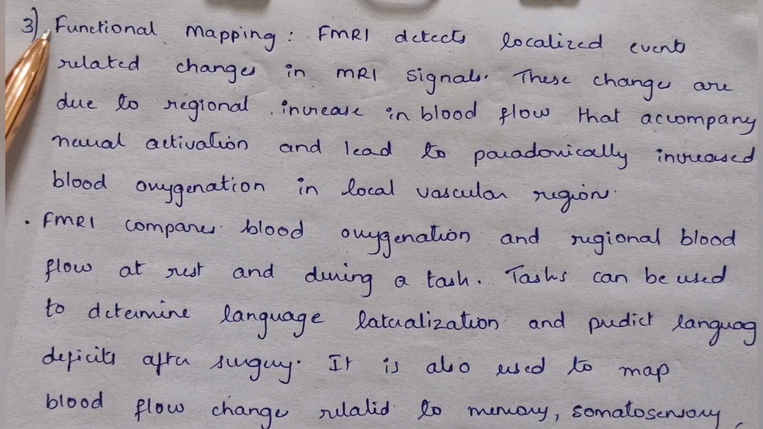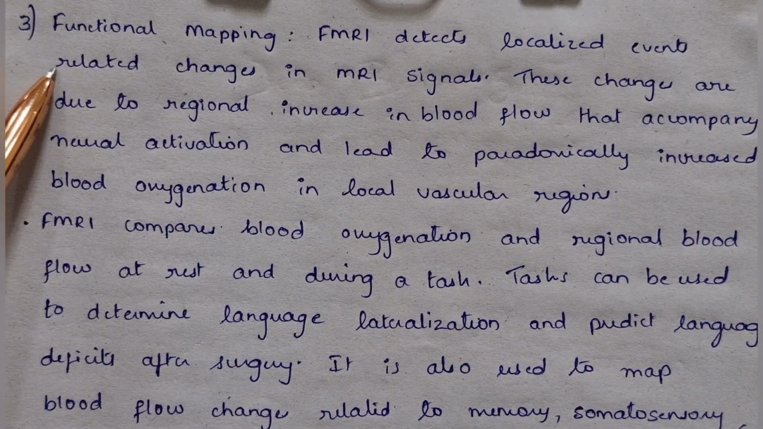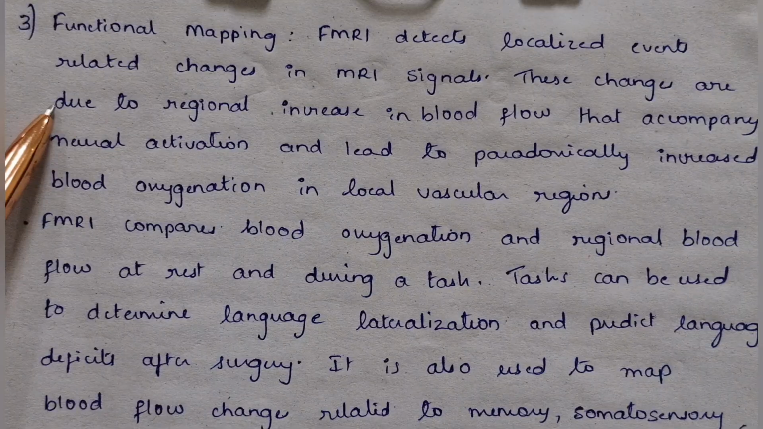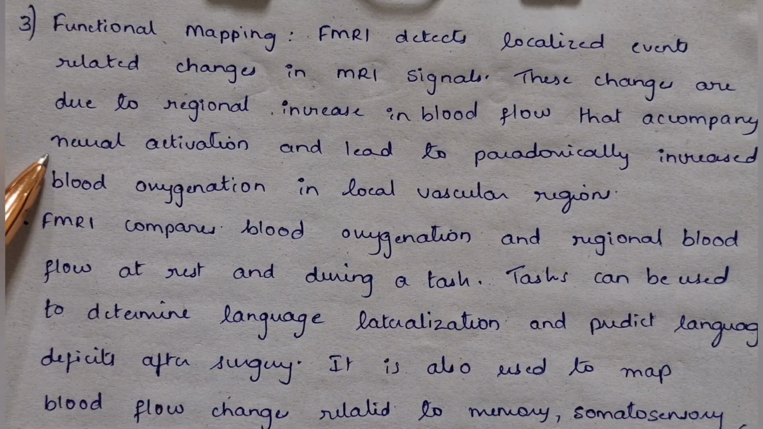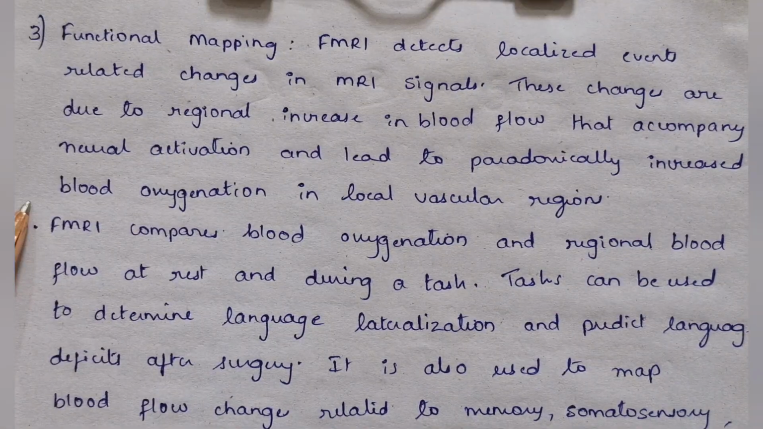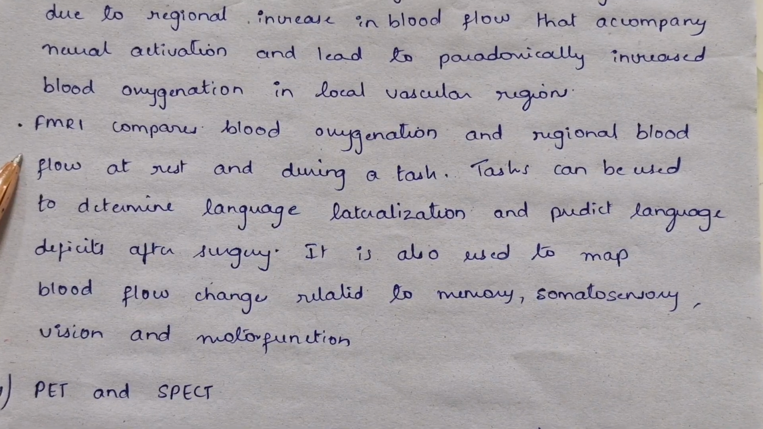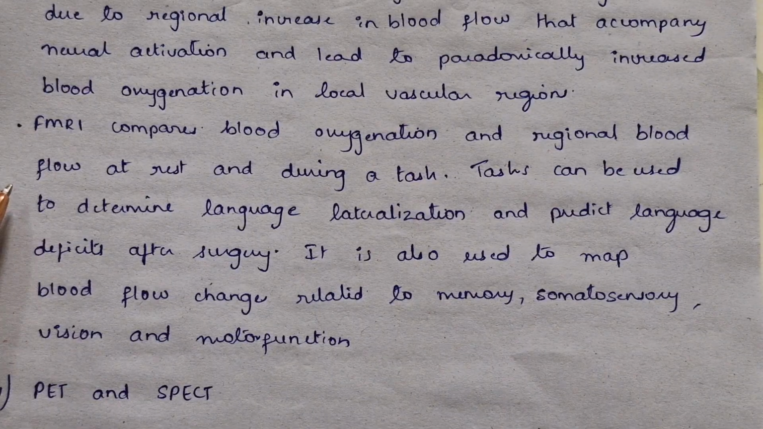Functional mapping. fMRI detects localized event-related changes in MRI signals. These changes are due to regional increase in the blood flow that accompany the neural activation and lead to paradoxically increased blood oxygenation in local vascular regions. fMRI compares blood oxygenation and regional blood flow at rest and during a task.